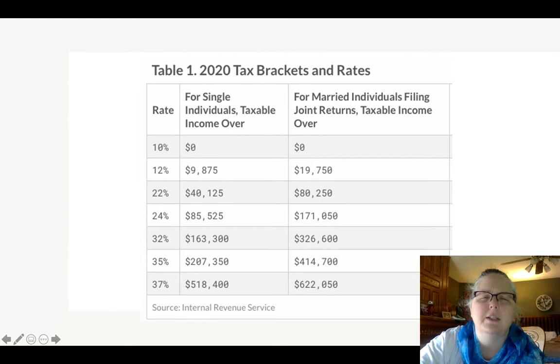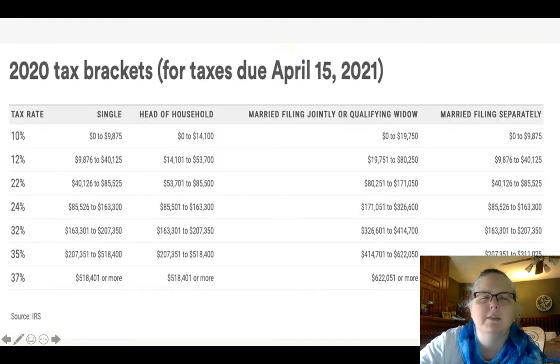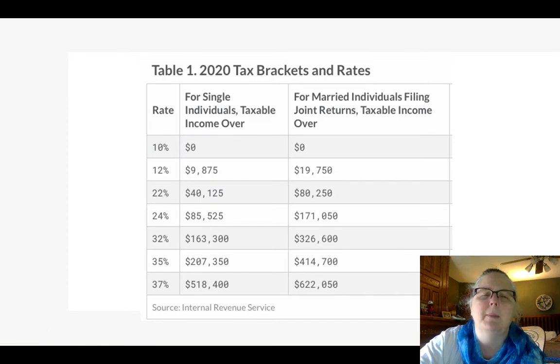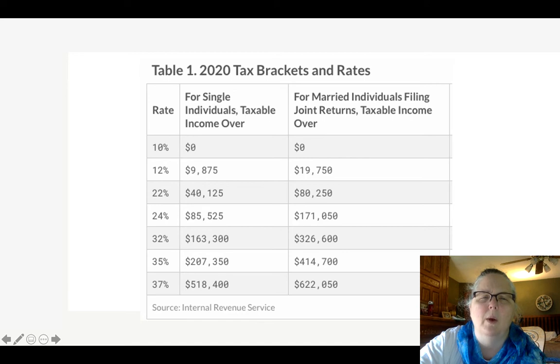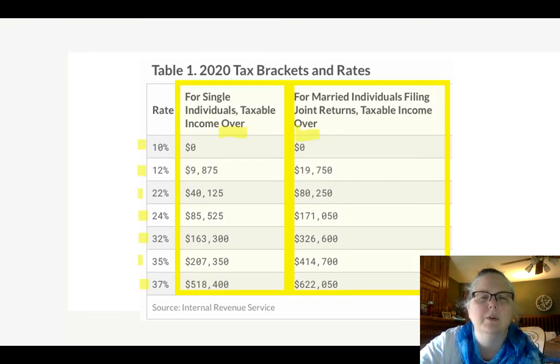Now, you'll sometimes see the charts listed like this, where instead of like the previous one where they had a range, 0 to 9875, for example, in the 10% single, this one just says 0. But in the 12% bracket below it has 9875, which you'll recognize from the previous slide. Why do they do that? Well, if we look at the way the column is titled for singles, individuals, taxable income over. So from 0 to 9875 is actually something that is called for in the way that the column is titled.